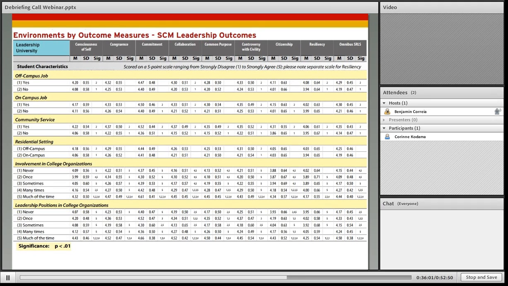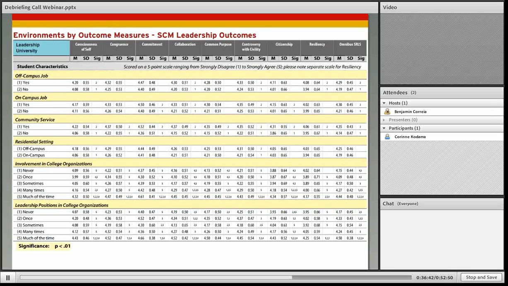Some of them are on a yes or no scale. Some of them are a frequency kind of scale that you can see as never, once, sometimes, many times, much of the time. And again, what you are looking for is numbers in the SIG column. So off-campus job, those that have, on the first slide, consciousness of self. Those that have an on-campus job are significantly different from those who don't, and they have a higher score on consciousness of self.